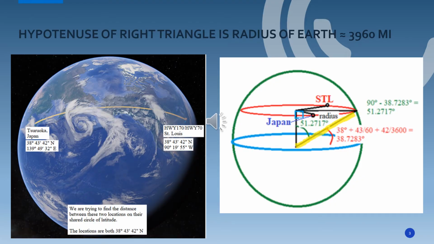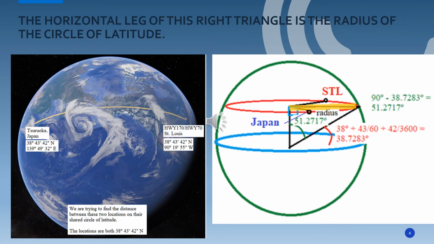To find this radius, we need to be able to visualize a right triangle with a segment straight into the Earth's center as one leg and a segment in the plane of the latitude circle as the other leg. The hypotenuse of this triangle is then the radius of the Earth coming out of the center to the surface of the Earth at the correct latitude. And this hypotenuse length is approximately 3,960 miles. That's approximately the radius of the Earth. The horizontal leg of this triangle is the radius of the latitude circle that we're looking for.